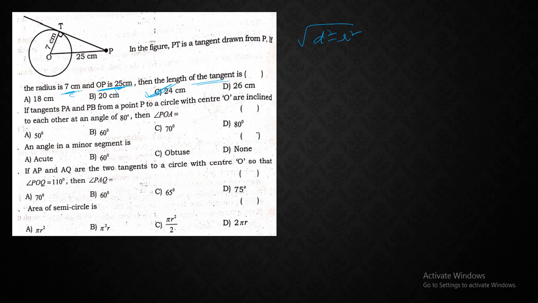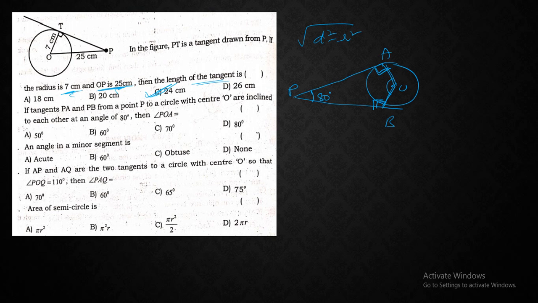So if tangents PA and PB from point P to a circle with center O are inclined to each other at an angle 80 degrees. So there is a circle. So to this circle we have drawn two tangents from point P. So this is A, this is B. And already we know at the point of contact, so they will be perpendicular. Now what has he given? So they are inclined at an angle of 80 degrees.